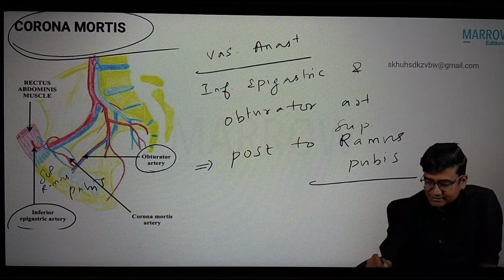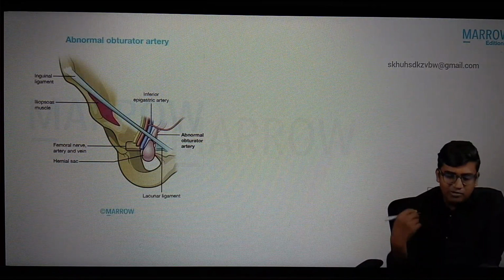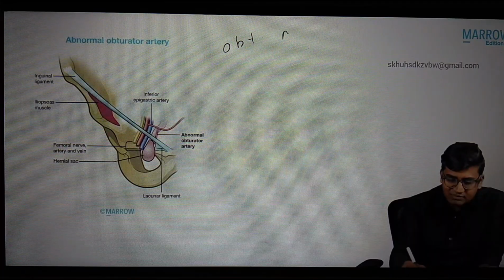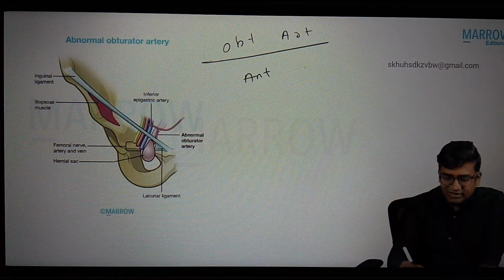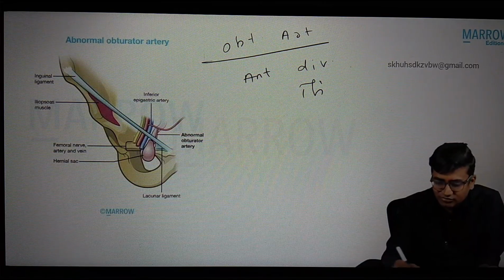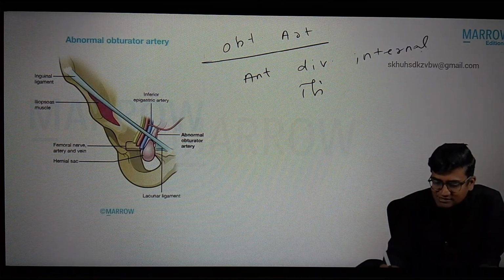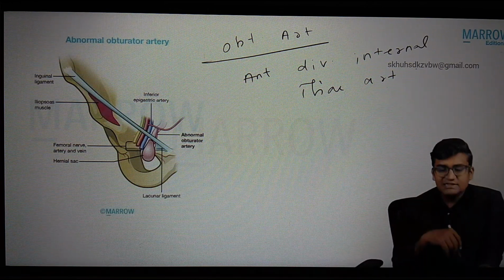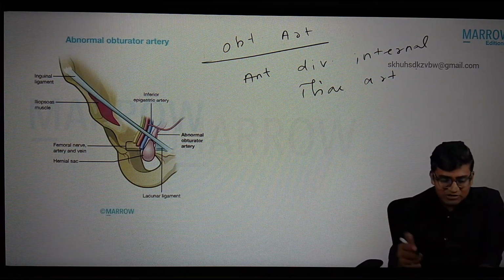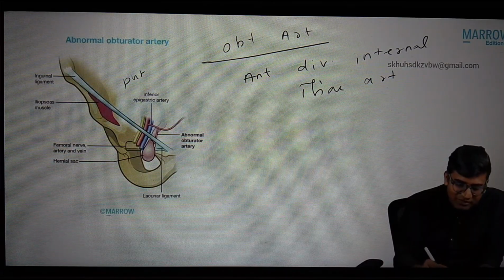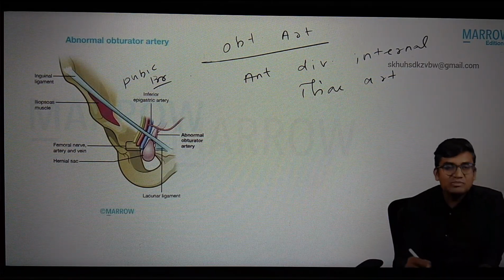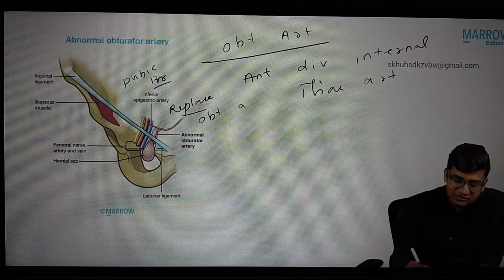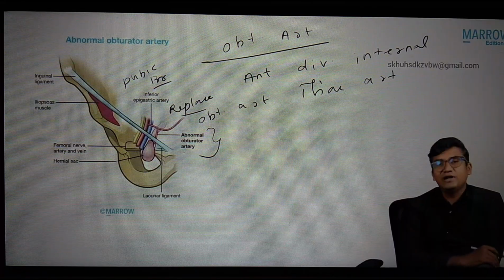Now one more applied is the abnormal obturator artery. Now sometimes, I told you the obturator artery is a branch of the anterior division of internal iliac artery. Sometimes the obturator artery is replaced by the pubic branch from the inferior epigastric artery. So the pubic branch from the inferior epigastric artery replaces the obturator artery, and this artery is called the abnormal obturator artery.